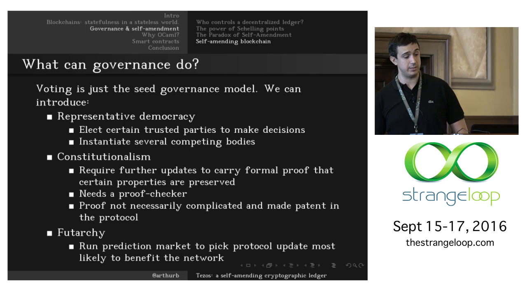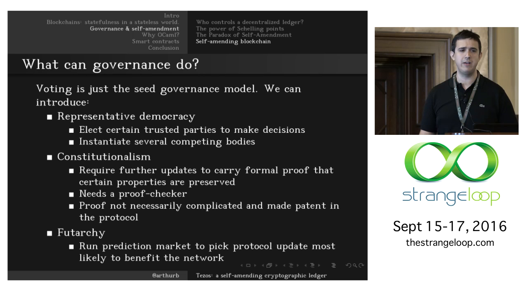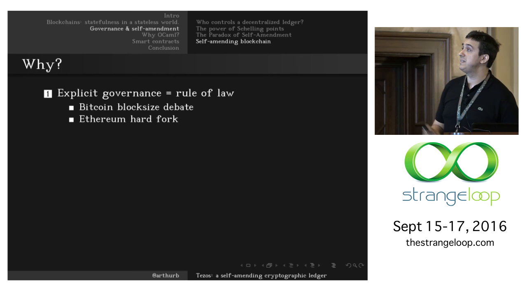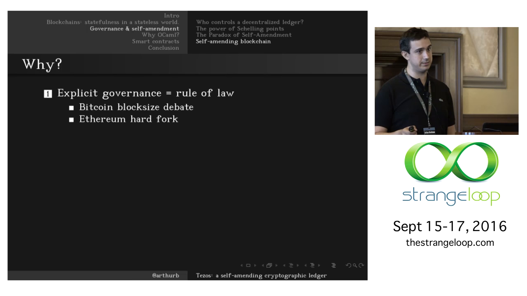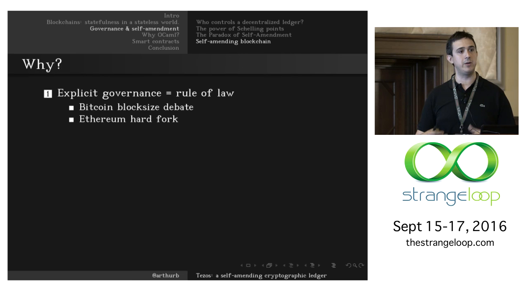Okay, why do we want to have governance? Why not just keep the blockchain the way it is? Well, the first thing is that explicit governance is like having rule of law, right? There's always going to be people who are going to want to change the protocol. And if they don't have a venue to change the protocol, it's always going to be a question of whether or not they're being legitimate. If you force a specific venue for having these changes, then legitimacy is going to be granted by a known process instead of just yelling loudly.